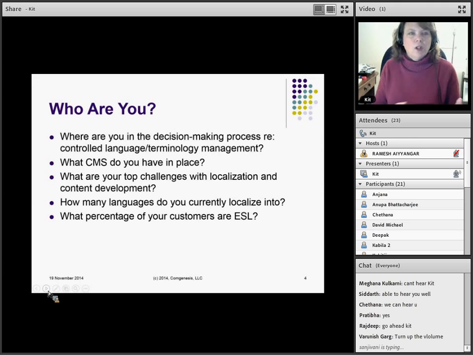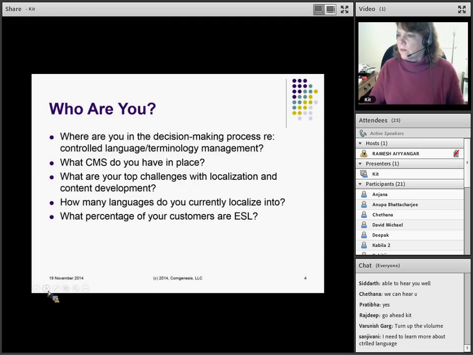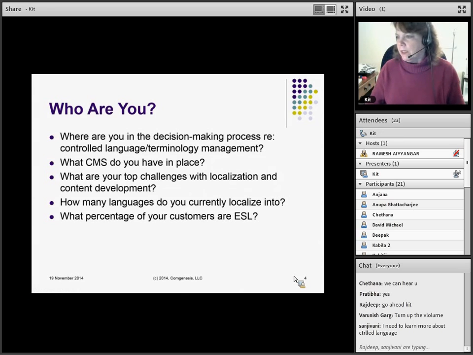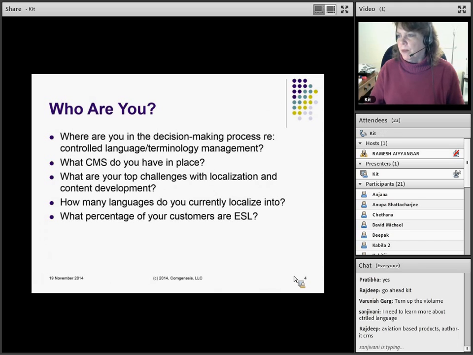Also, are you using a content management system, and if so, which one? And are you using XML and structured authoring with that? Another question is, what are your top challenges with localization and content development? And how many languages do you currently localize into? A couple people answered this one, and it sounds like it varies from about 3 to 5. I'm turning up the volume a little bit. Hopefully that'll help.